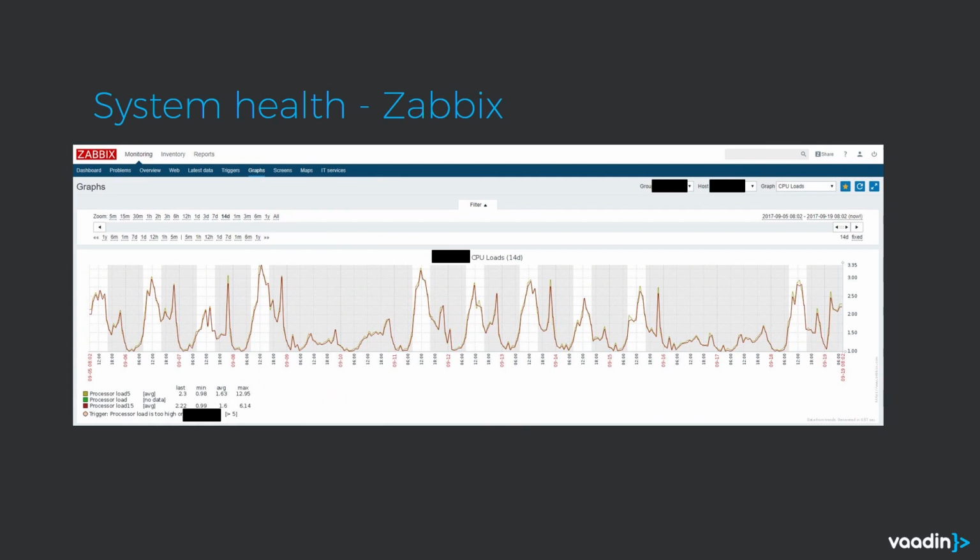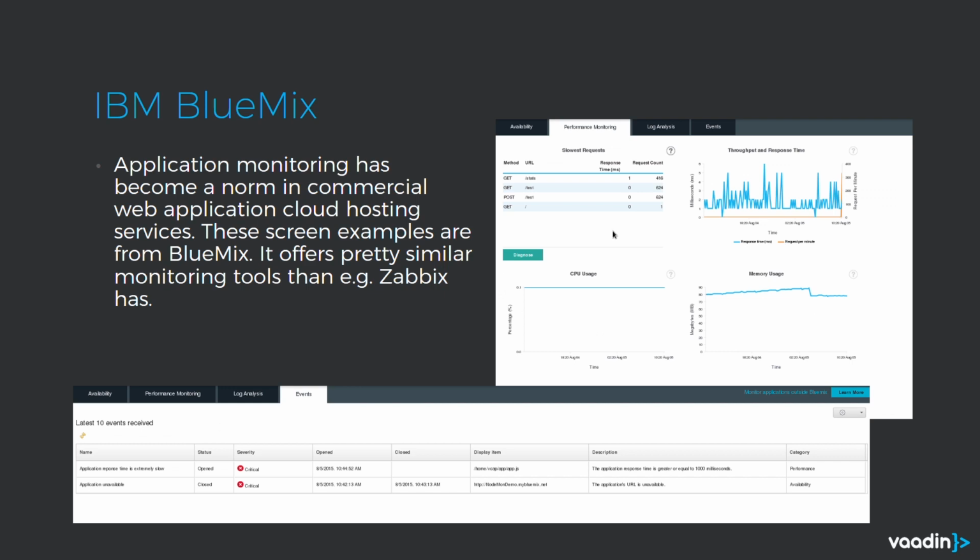In this slide I have a screenshot of a CPU load curve of one application. The CPU load curve is also interesting from the behavioral perspective, because we get information about when people are actually using the application, whether it is used only during office hours or at some certain time, so that we know when we need to be able to service it. I have another example from IBM Bluemix.